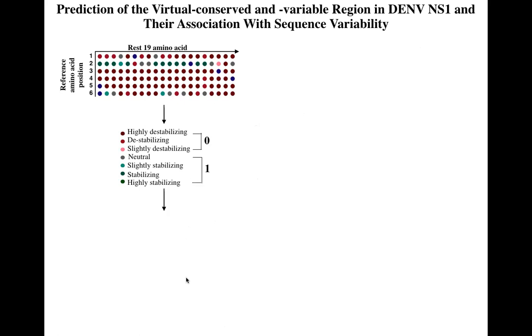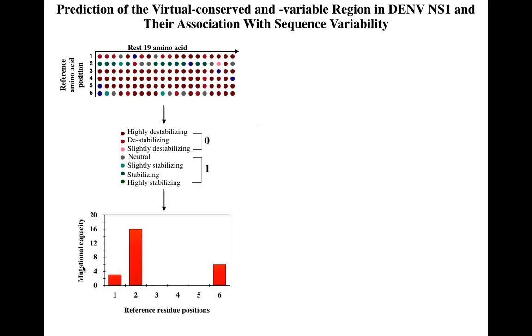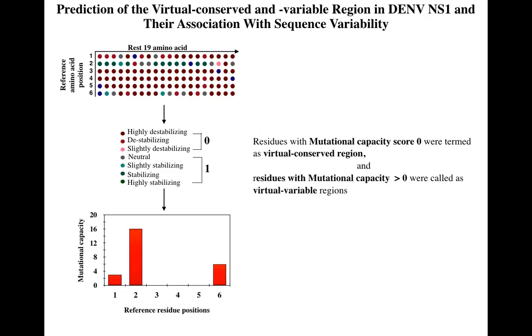The effect of these substitutions is predicted by FoldX, and accordingly each is classified as a stabilizing or destabilizing mutation. Destabilizing mutations are scored as 0, whereas neutral and stabilizing mutations are scored as 1. We aggregated the score and it gave us an output called mutational capacity, where a score of 0 means each and every substitution is destabilizing in nature, whereas a score more than 0 means such substitutions are stable or neutral in nature. Residues with mutational capacity 0 were termed virtually conserved regions, whereas residues with mutational capacity more than 0 were called virtual variable regions.